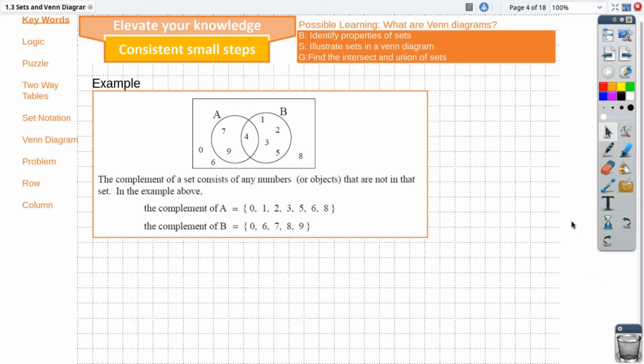The example questions are now complete. On the next slide, there's going to be some exercises for you to have a practice. Pause the video on each slide so that you have enough time to have a go, and press play when you're ready to move on.